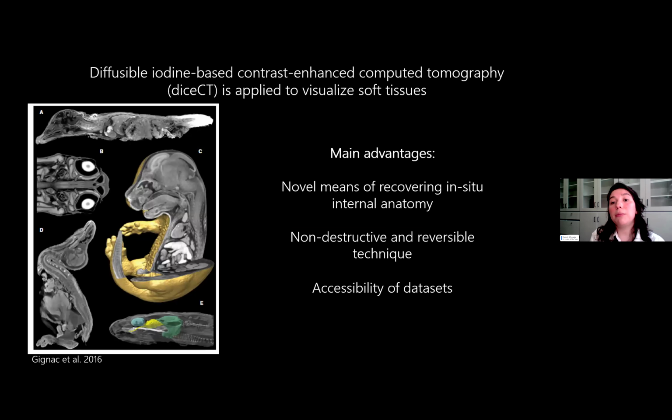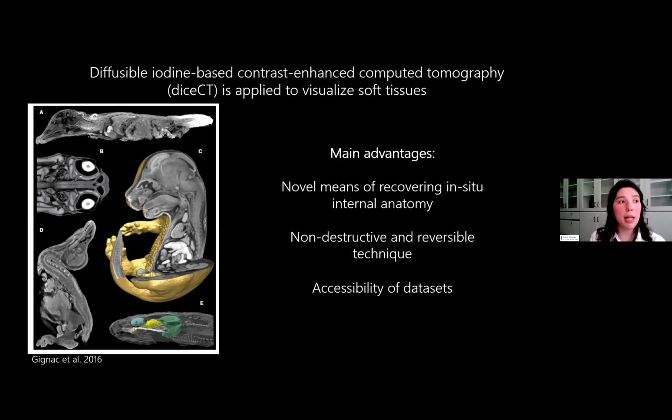And more specifically, for the muscle morphology, we chose to use the DICE-CT technique, also called diffusible iodine-based contrast enhanced computed tomography. This is a long name for a technique that uses a solution that binds to soft tissues. In this case, the iodine solution binds to soft tissues such as muscles to make them visible in X-ray images. As you all may know, X-ray images show dense material like bones.